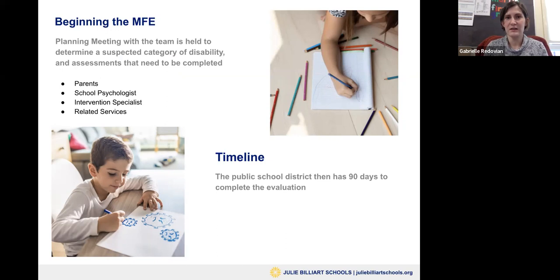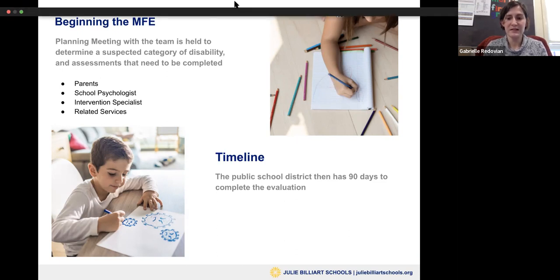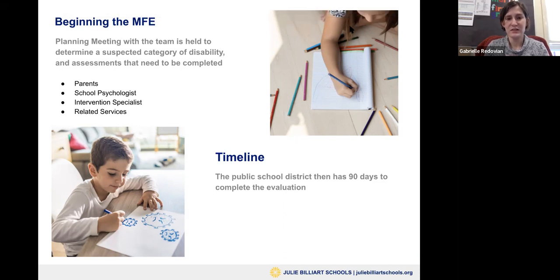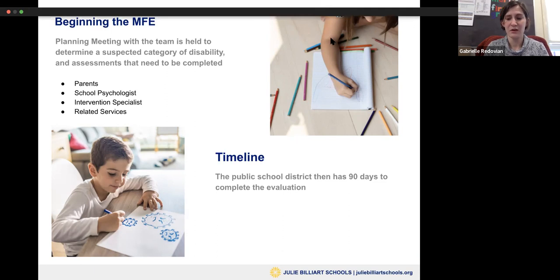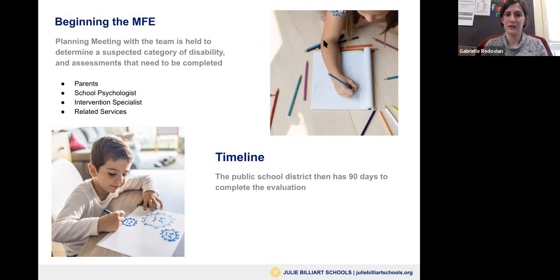Now, if your child already has been diagnosed possibly with autism, that could be a category that you would discuss at this time with them. But if your child is just showing weaknesses in certain areas and they don't have any formal diagnoses, you would talk with your school psychologist and discuss what category could be a possible category that your child could be diagnosed with for a school MFE. Now, the school has 90 days to complete this evaluation. And on the next slide, you'll see how the process goes and why they are allowed to have 90 days for this evaluation to be completed.